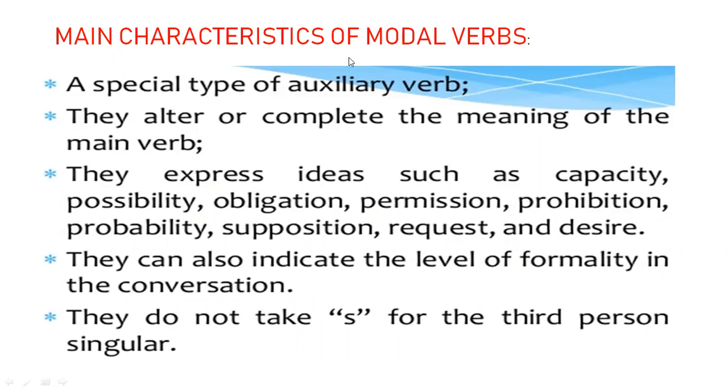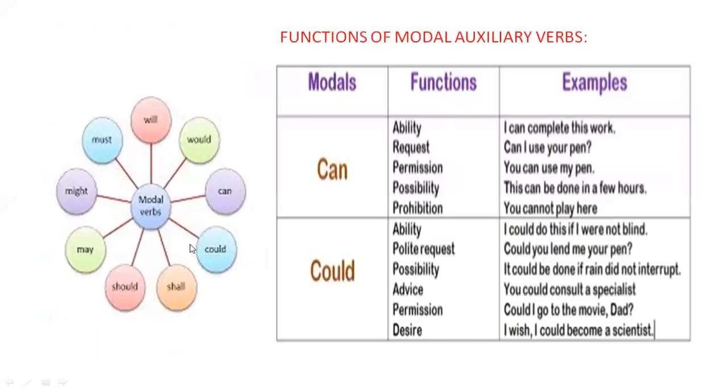What are the main characteristics of modal verbs? It is a special type of auxiliary verb. They alter or complete the meaning of the main verb. They express ideas such as capacity, possibility, obligation, permission, prohibition, probability, supposition, request, and desire. They can also indicate the level of formality in the conversation, and they do not take s for the third person singular. First, we can see the functions of modal auxiliary verbs.